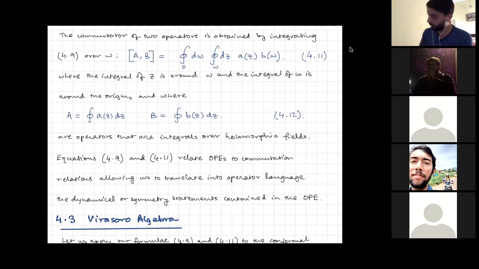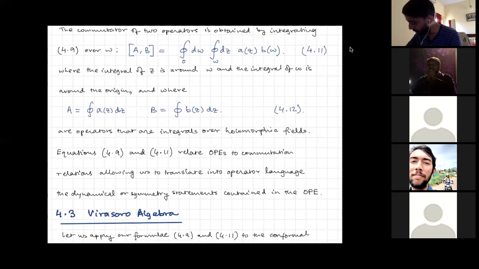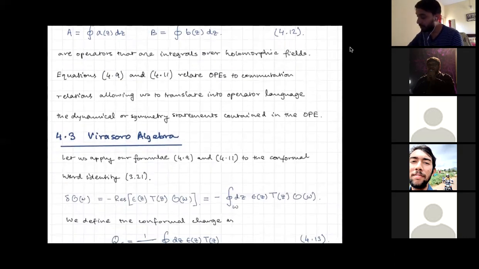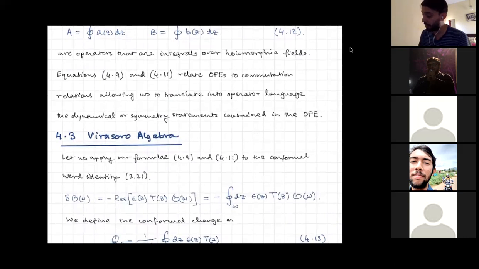So in the final few minutes of the lecture today, let us try to rederive something that we have seen before. Let's first remember what our conformal Ward identity was. A change in an operator O was given by the residue of epsilon of z times T of z times O, which is equivalent to saying that this is just the integral around omega of this.